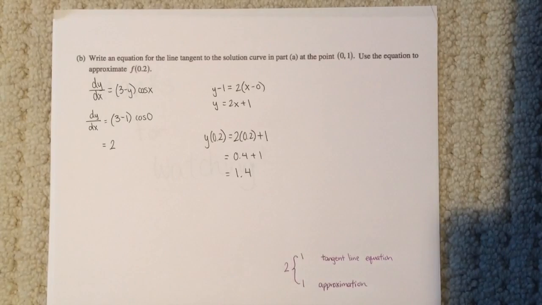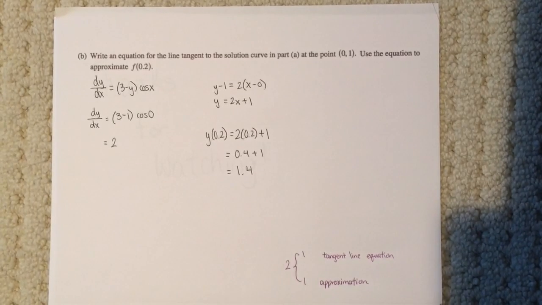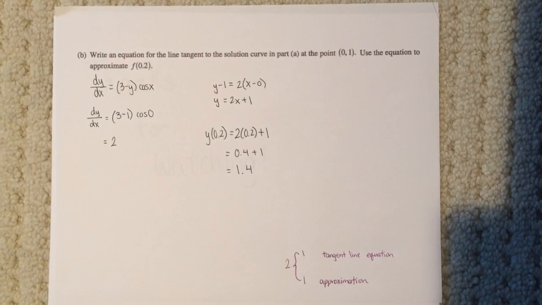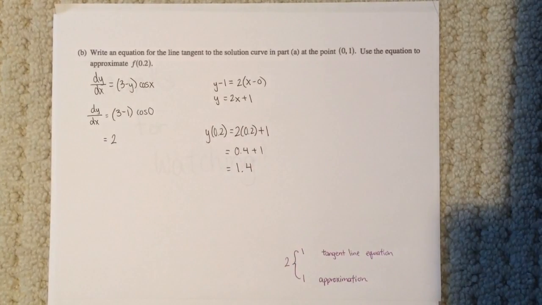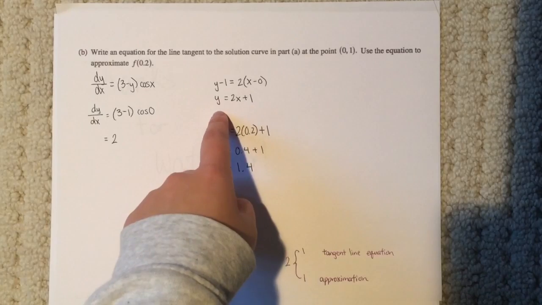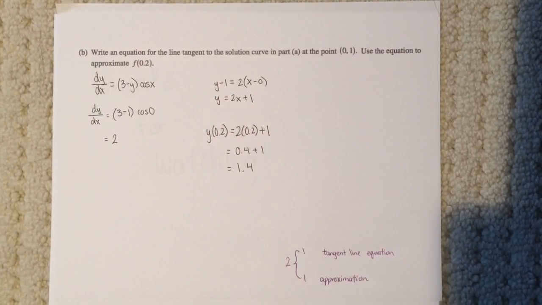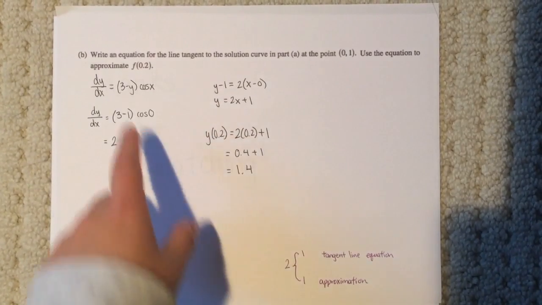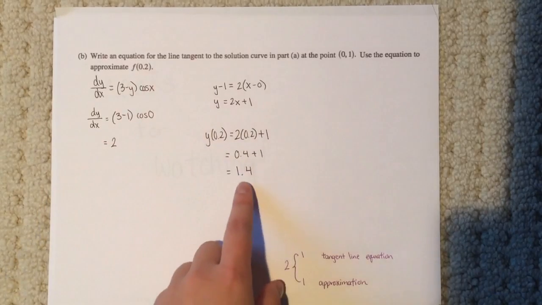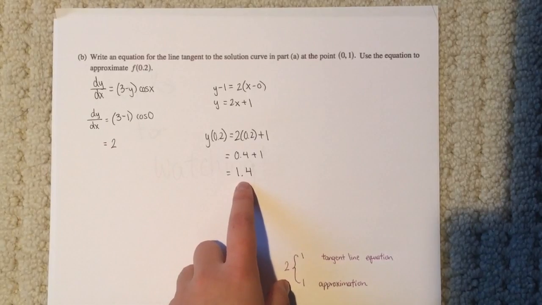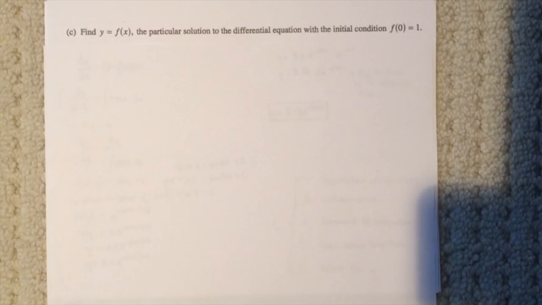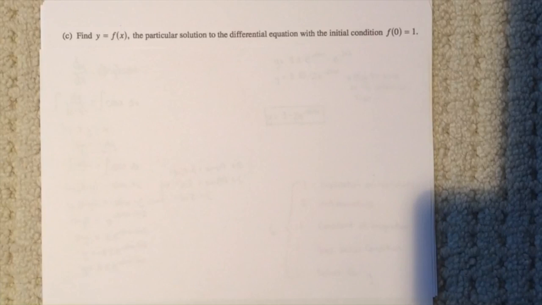For the AP test, this question would be worth 2 points, one for the tangent line equation and one for the approximation. Again, the tangent line equation is derived from using the original dy/dx equation given in the problem to find the slope, which is 2 here, and the point, which we're given at (0, 1), to find the tangent line equation, which is y equals 2x plus 1. That's 1 point. The second point is then plugging in 0.2 and approximating the y value at x equals 0.2, which here is 1.4.